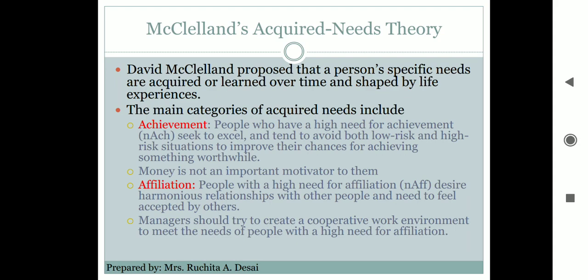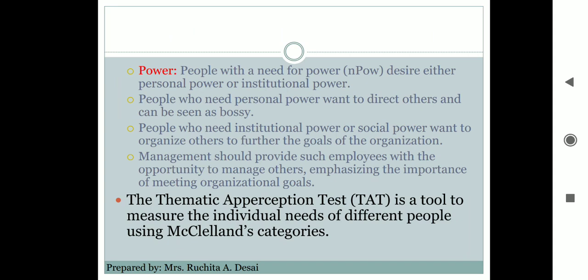This theory says that the main categories of acquired needs include achievement, affiliation, and power. The people who have a high need for achievement seek to excel and tend to avoid both low risk and high risk situations. Next is affiliation. The people with a high need for affiliation desire harmonious relationships with other people and need to feel accepted by others. And power is for the people with the need for power, either personal power or institutional power.